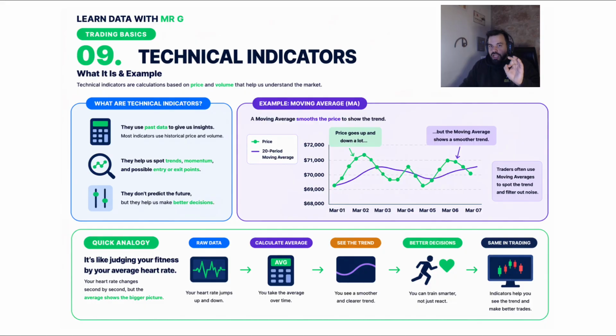Indicators do not predict the future. They are used to give you guidance of what is happening and what could happen. But per se, it doesn't mean that if the price is under the line, it's automatically going to go up, or the other way around. That's why they are indicators.